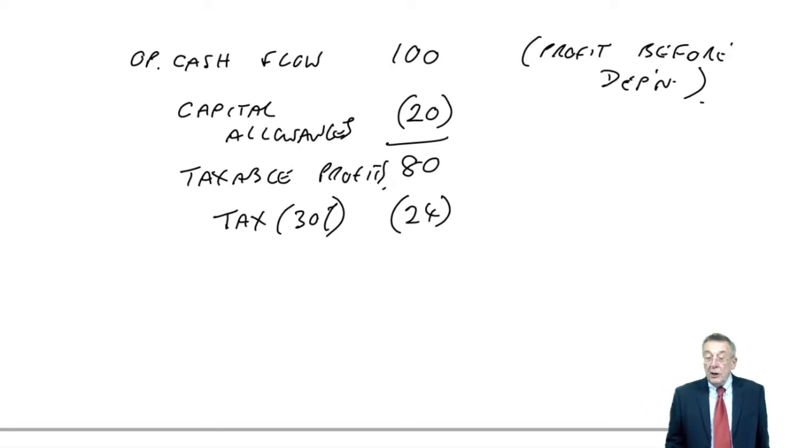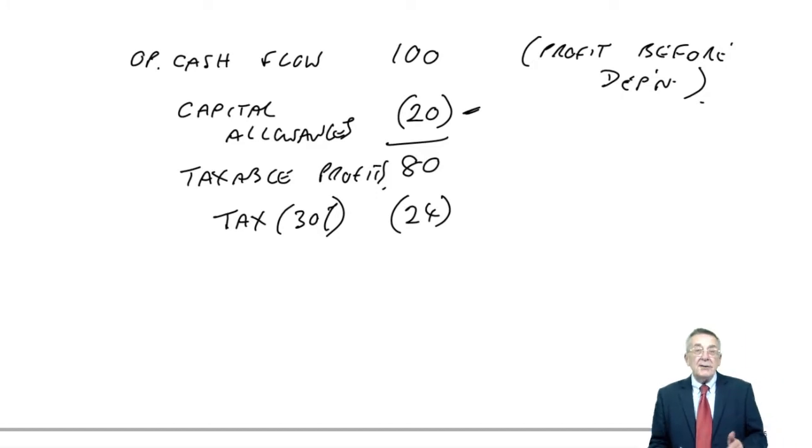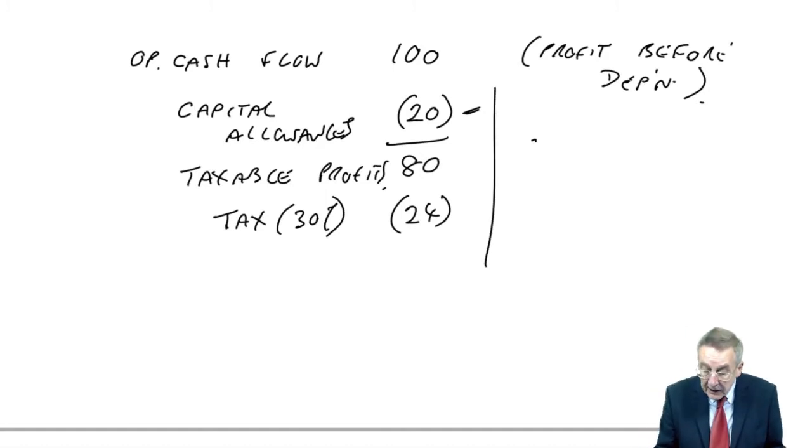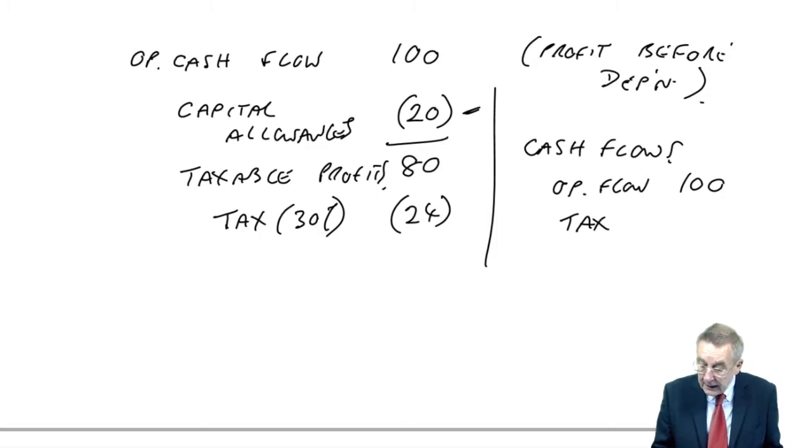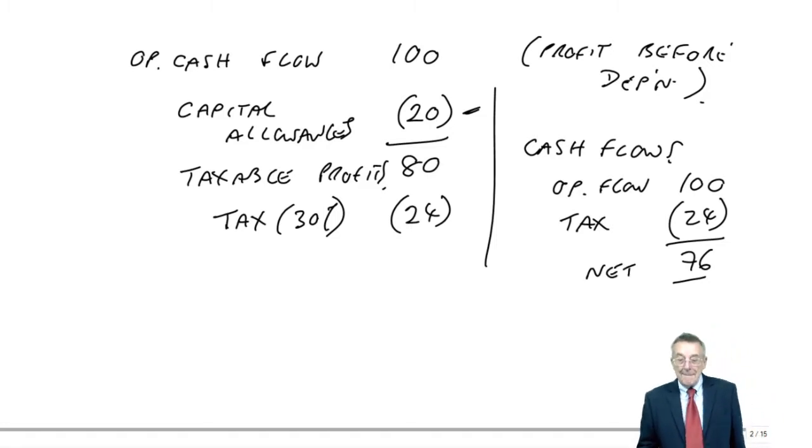But what would the actual cash flow be? The actual cash flow, the 20 isn't a cash flow. It was only there to calculate what the tax payable was. The actual cash flow is the operating flow of 100. And although we've had to do our little tax computation, the tax we'd have to pay out is 24. So the net flow would be 76. I hope that's making sense.